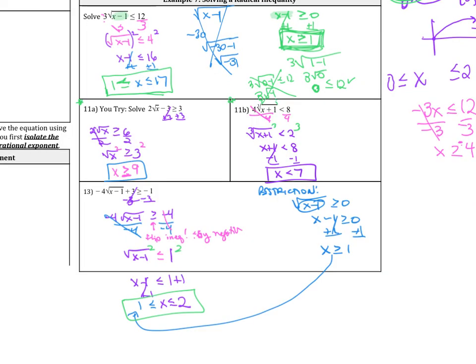All right, let's take a look. 11A, you should have gotten x is greater than or equal to 9. So look at the work here. You add 3 to both sides, then you divide by 2, you square both sides, so x is greater than or equal to 9. Now there is no restriction here. X is greater than or equal to 9.